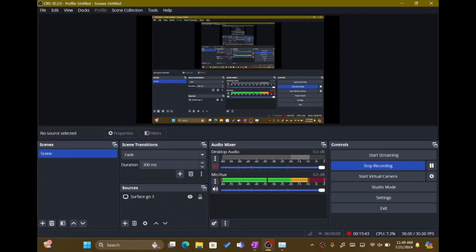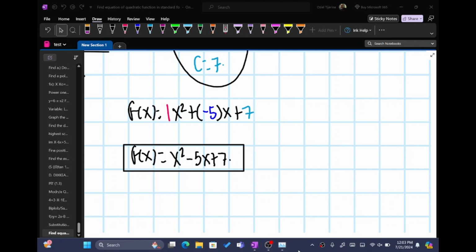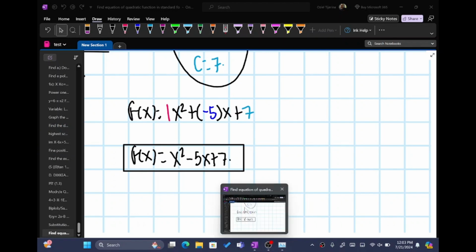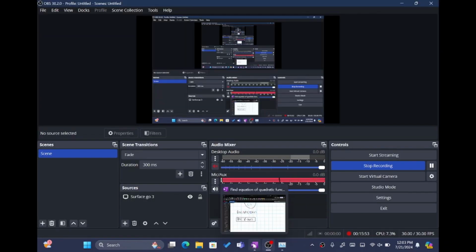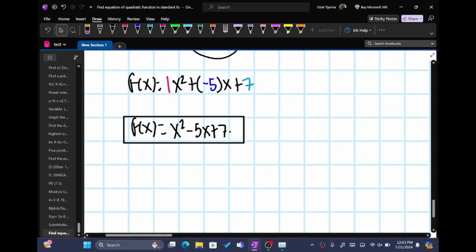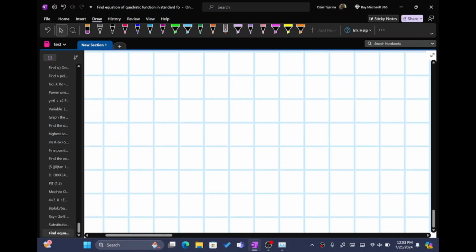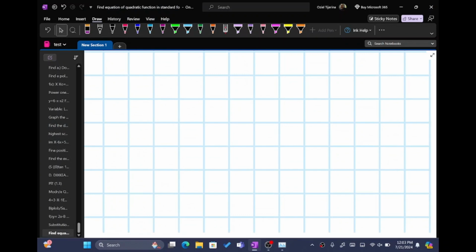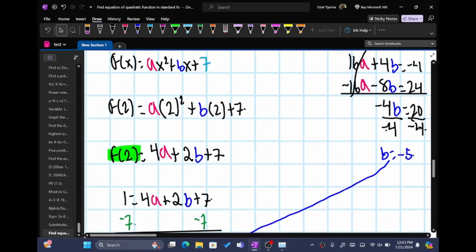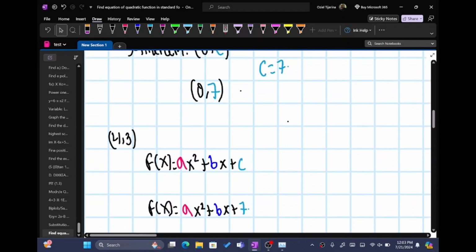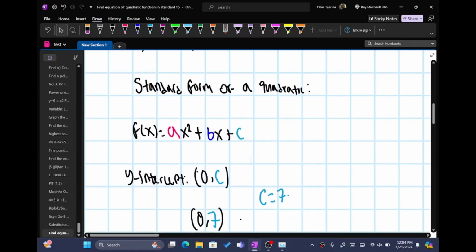Give me a second. Alright guys, so I'm back. So let's do the next problem. Okay, so the next problem, it's a little bit harder. Not as difficult, but it just requires a little more work as opposed to the first one.